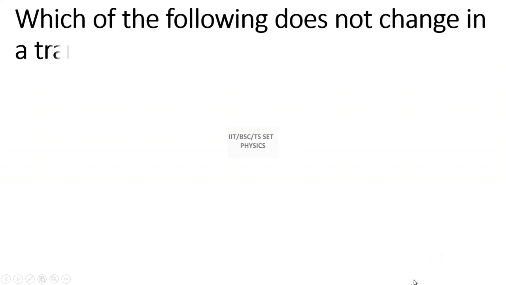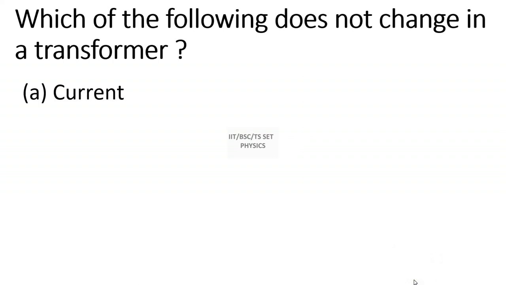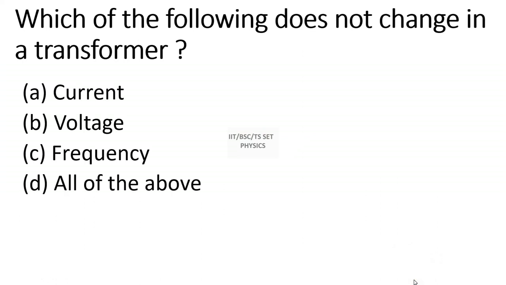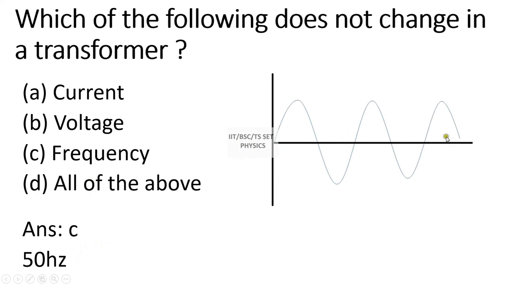First question, which of the following does not change in a transformer? A. Current, B. Voltage, C. Frequency, D. All of the above. The answer is frequency, answer C. In India, the frequency is 50 Hz, the wave like a sine wave.